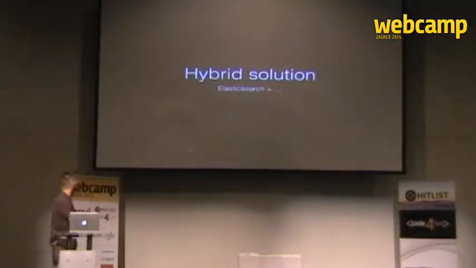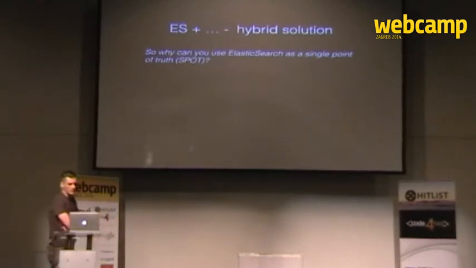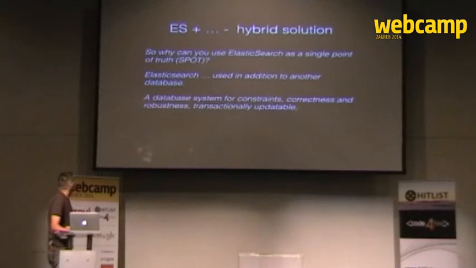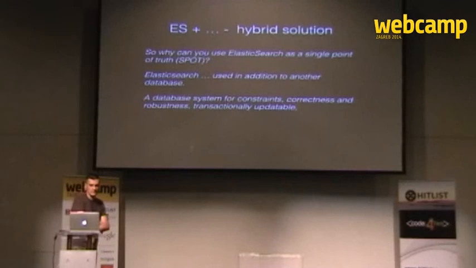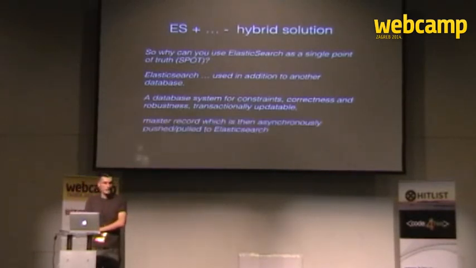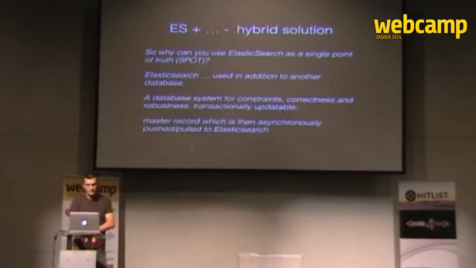So, what about a hybrid solution? So, Elasticsearch plus something else. In this case, can you use Elasticsearch as a single point of truth? You could, but you could also use it the other way around. You could use another database for constraints, correctness, and integrity, and a transactional updatable system, where the master record will be retained, and then asynchronously push or pull to Elasticsearch.